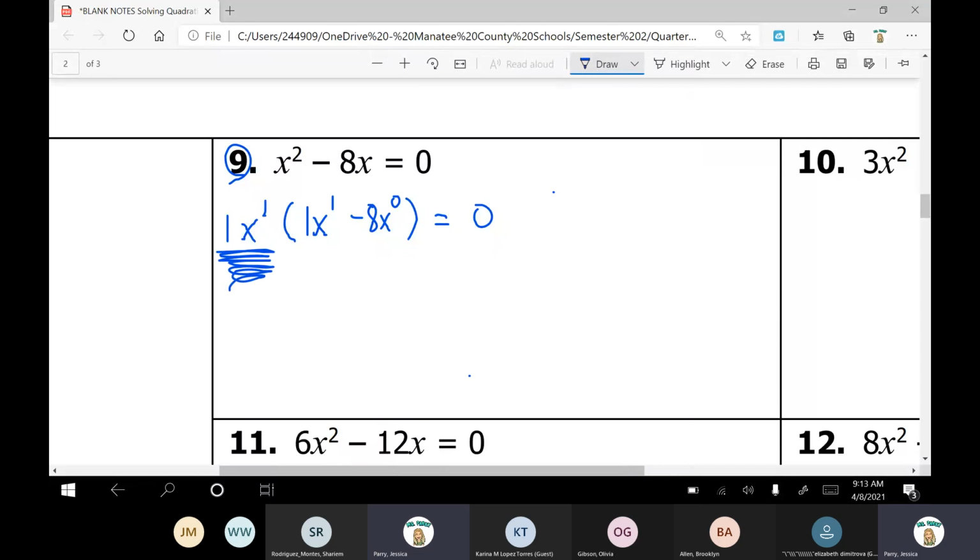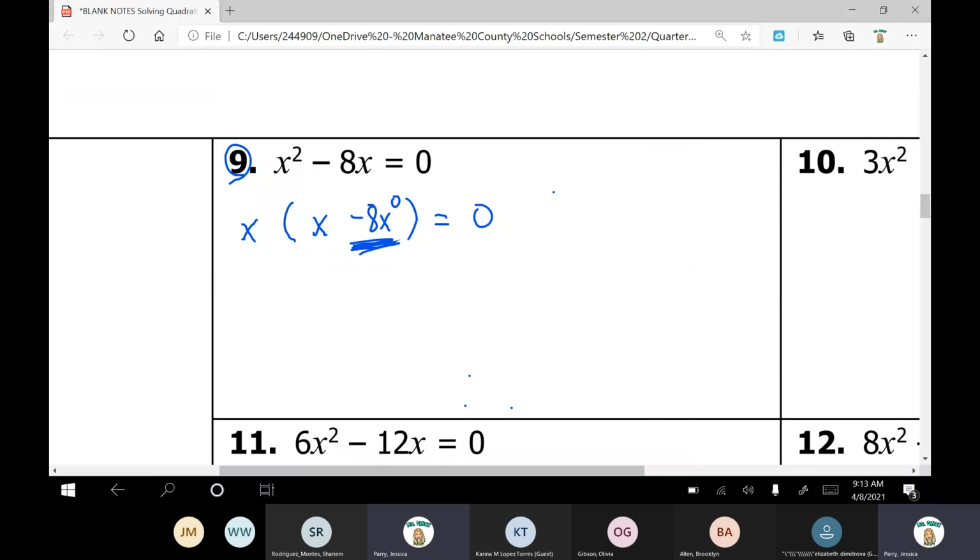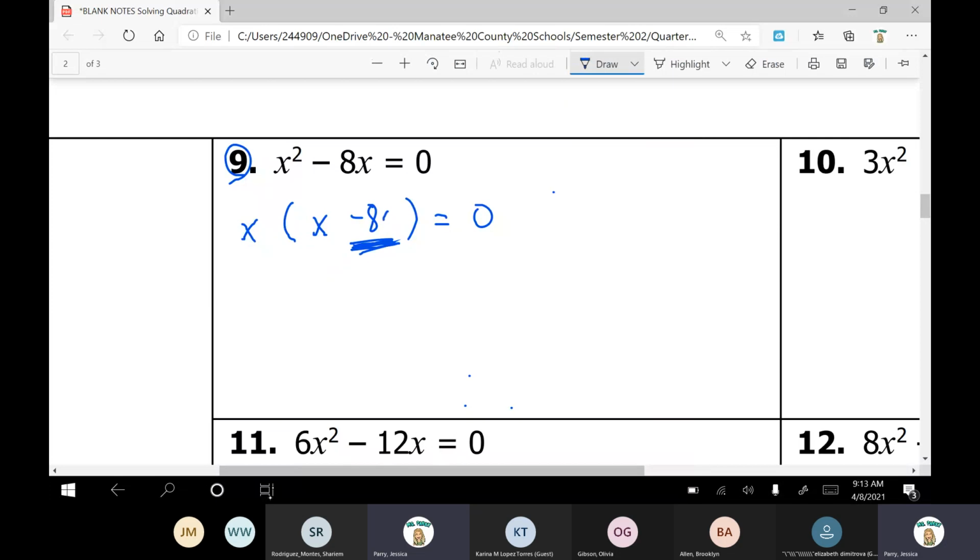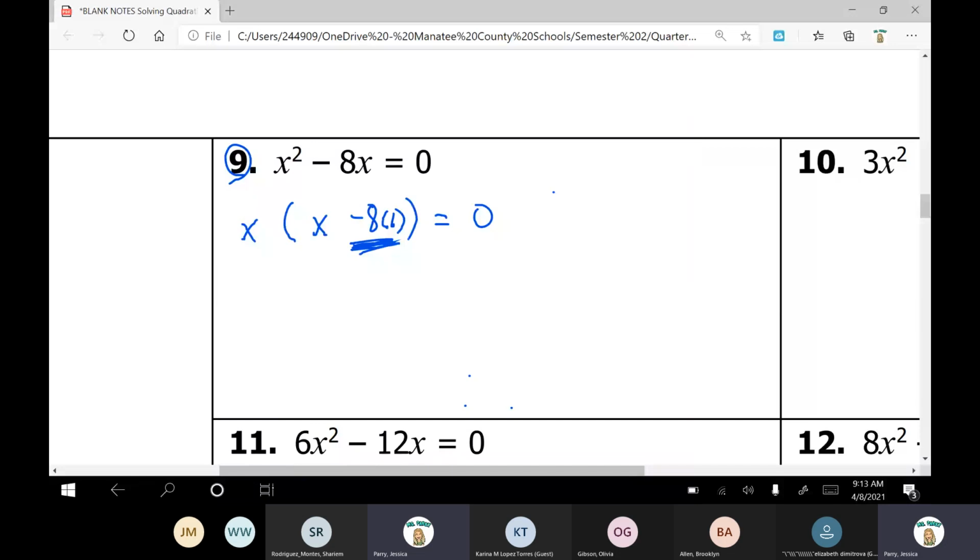This first one here, we can erase the coefficient of 1 because that is invisible, and so is the exponent of 1. Our next one, same thing: the coefficient of 1 is invisible, and the exponent of 1 is invisible. And then our last one here, anything to the power of 0 is equal to what? Go ahead and tell me in the chat. Anything to the power of 0 is equal to 1. Perfect. So I'm going to set this to a times 1, and negative 8 times 1 is just going to be that negative 8.